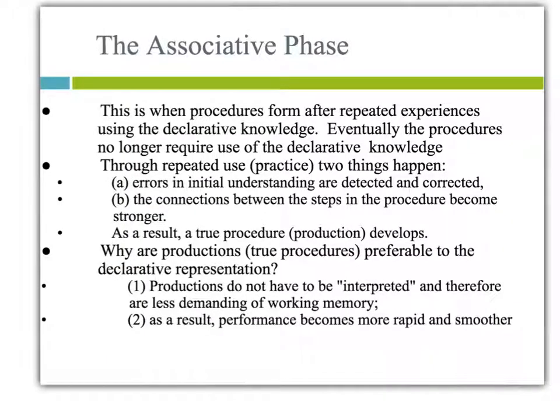Which leads to the next phase, known as the associative phase. This is when procedures form after repeated experiences using the declarative knowledge. Eventually, the procedures no longer require use of the declarative knowledge. They start to string together. Through repeated use, two things happen. Errors in initial understanding are detected and corrected. And second, the connections between the steps in the procedure become stronger. As a result, a true procedure develops.